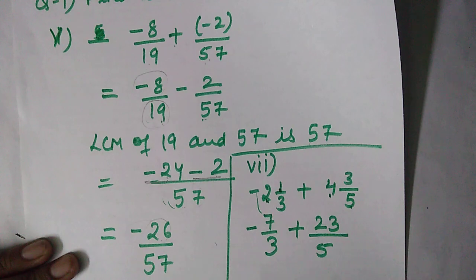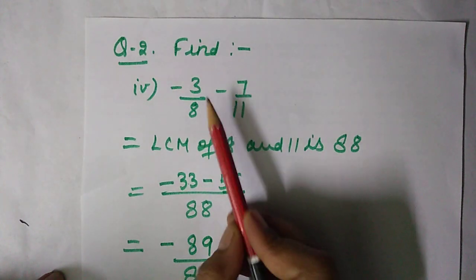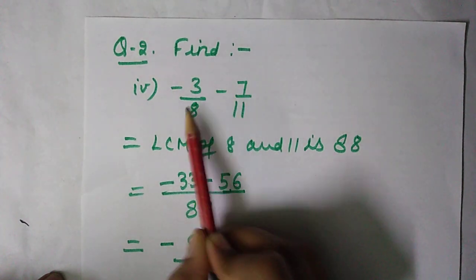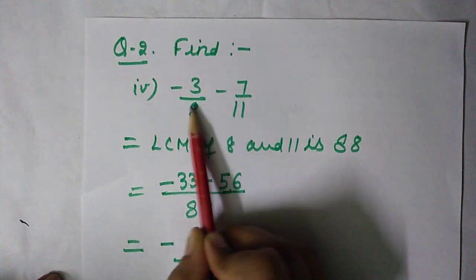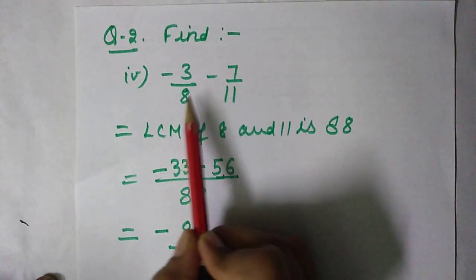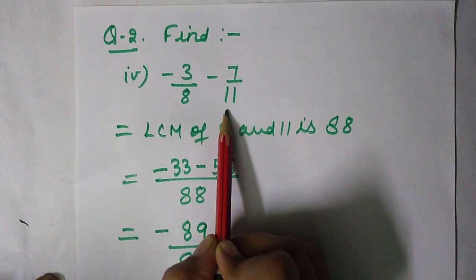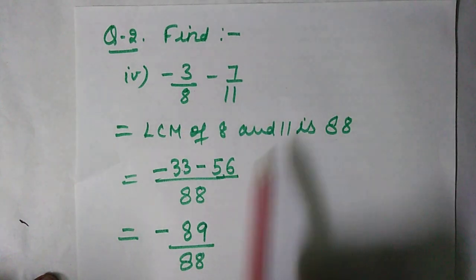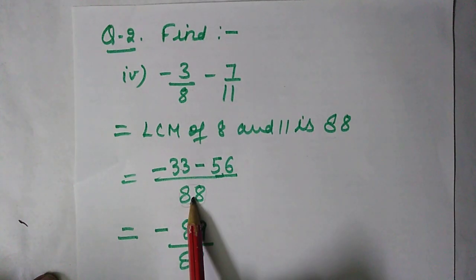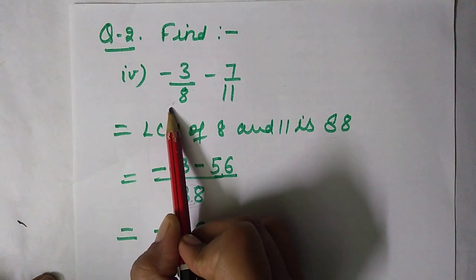Now the next one is how to subtract the rational numbers. Okay, so these are the two rational numbers and now we will learn how to subtract them. For that I have to take the LCM. LCM of 8 and 11 is 88. This LCM is first divided by the denominator.